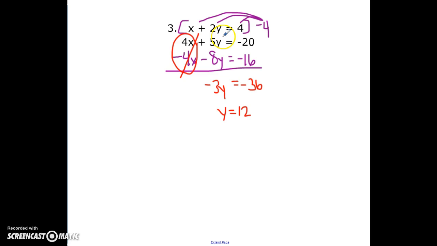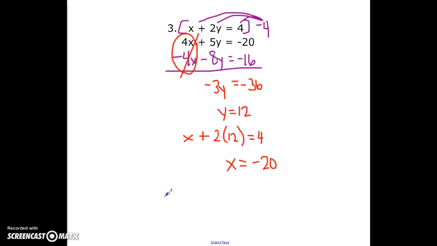In this case, again, you could use either equation. Just because I've done this a lot of times, this first one is going to be easier because the x doesn't have a coefficient. So I'm going to use the first one. x plus 2 times 12 equals 4. 2 times 12 is 24, so I'd subtract 24 from both sides. So 4 minus 24 is -20.